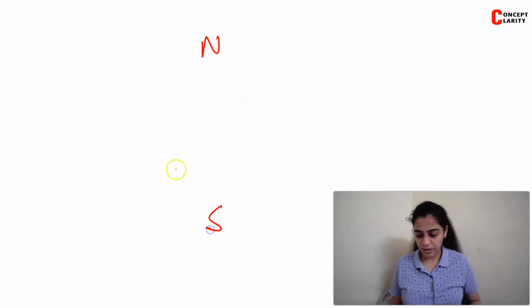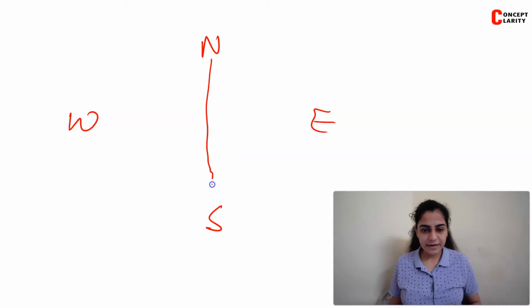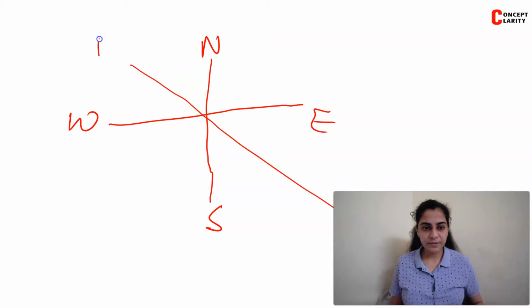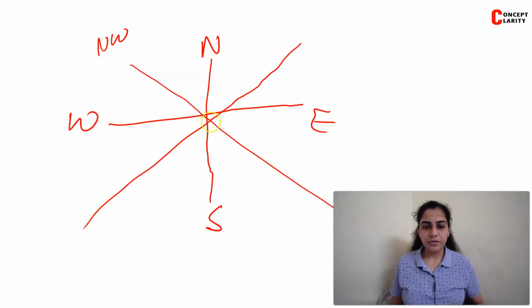Definitely this is north, this is your south, this is your west, and this is your east. So these are our points. Now east and west will be further divided. You can divide them into northwest, this will be your northwest, this will be your southeast, and then you can make further divisions. I'm using a digital pen, so these might not come out as actual straight lines, but I'm just giving you an idea. This is southwest.